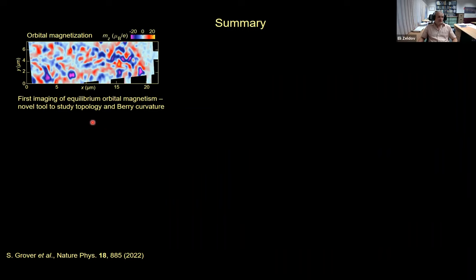So there are several points to take home. One is that we have a first tool of imaging orbital magnetization. And orbital magnetization is just a representation of your local topology, your local Berry curvature. So now we can open this whole range of understanding the local topology in a wide variety of topological materials.